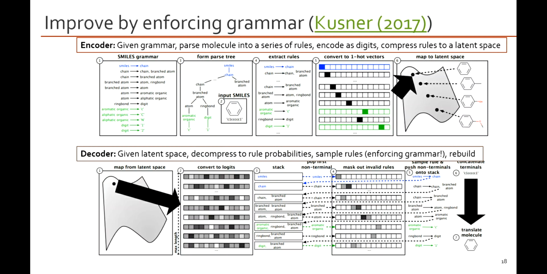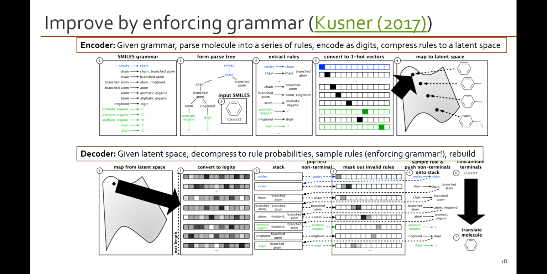The first, which was demonstrated by Kusner in 2017, is to use grammar to describe a molecule. So what they do is they first start out by defining a grammar for SMILES strings, and this is a technique that you might be familiar with if you've learned about compilers or programming languages, where I can take a molecule and I can break it apart into a big tree that defines how it's described. It starts off with a chain that has 2 branched atoms, which eventually break down into their eventual types.